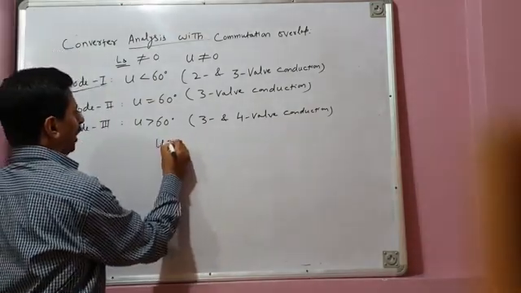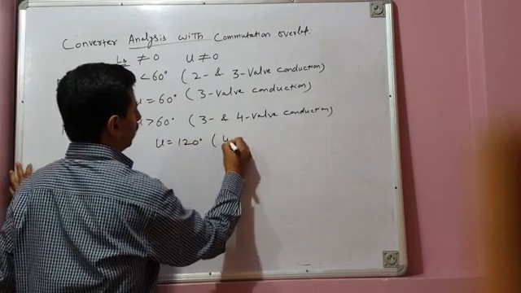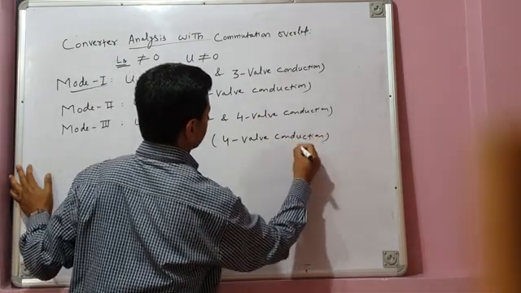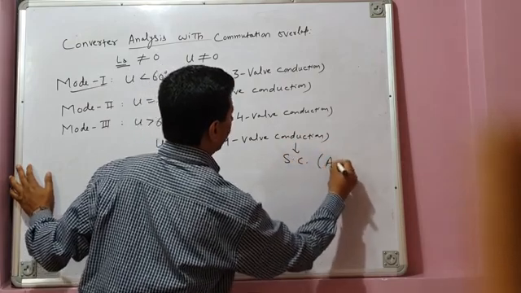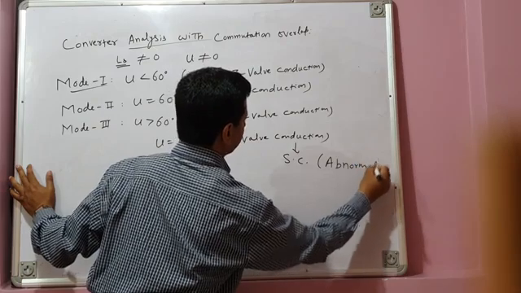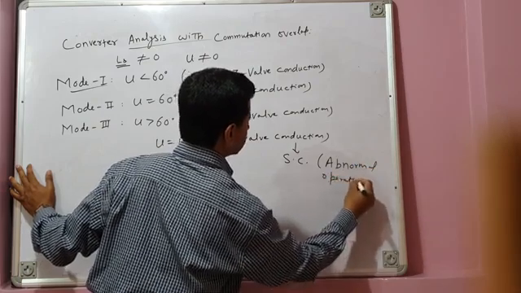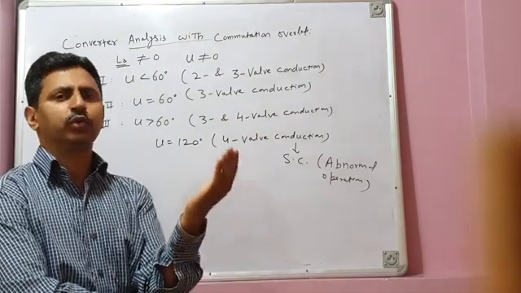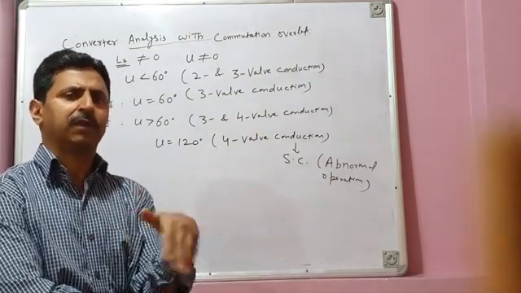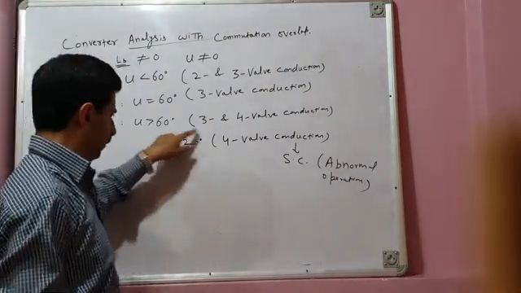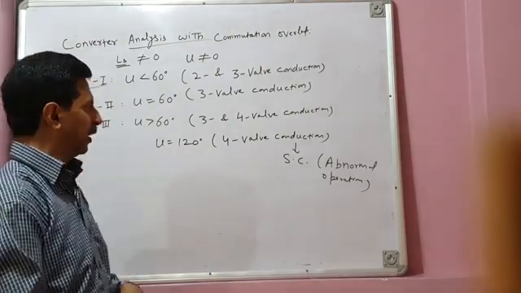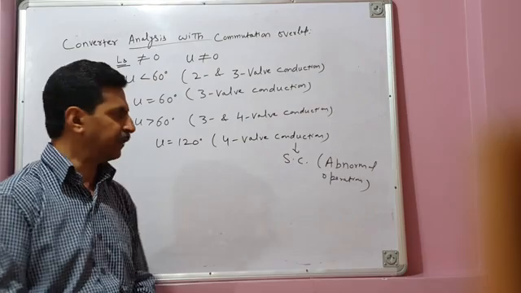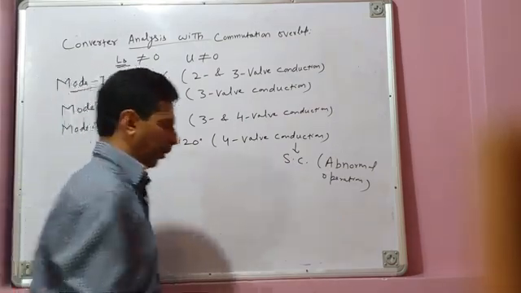And U equal to 120 degrees, which is not a mode, will give only 4 valve conduction. 4 valve conduction means short circuit, and it is an abnormal operation. Generally, U equal to 120 degrees hardly exists. The probability of U becoming equal to 120 degrees is very, very low. So even when U becomes equal to 120 degrees, it will give only 4 valve conduction, which is equivalent to short circuiting condition of converter, and it is an abnormal operation.